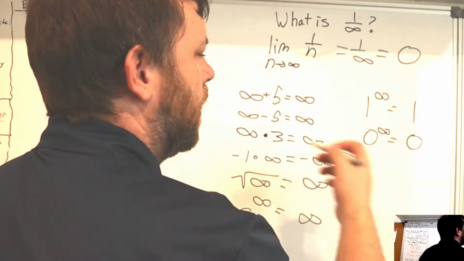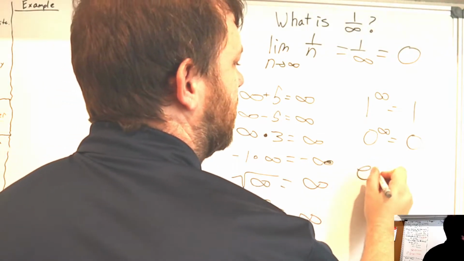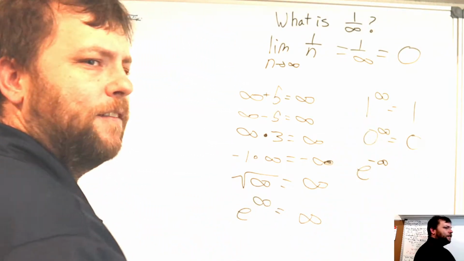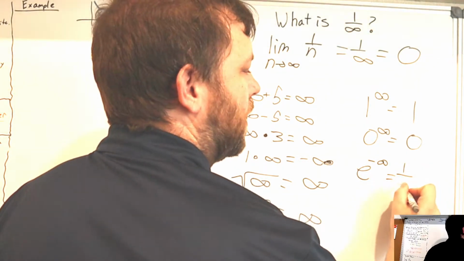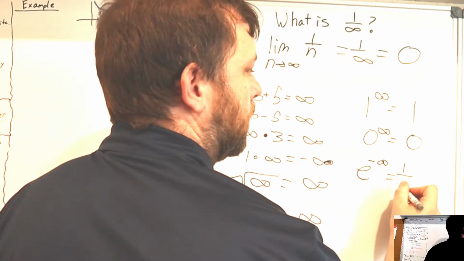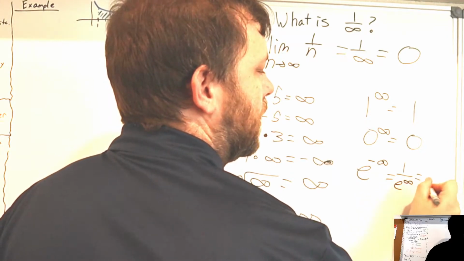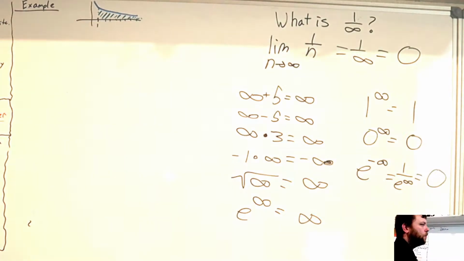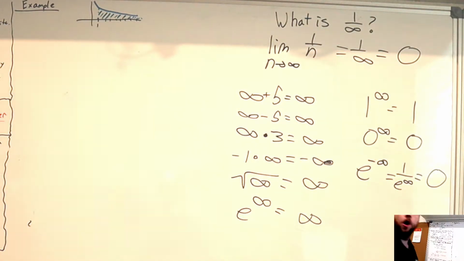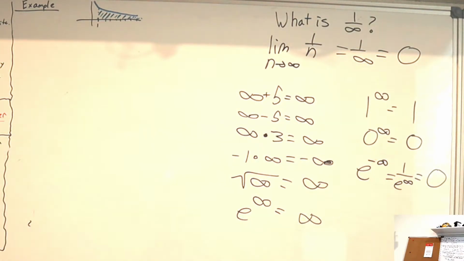Other rules: e to the negative infinity power. That would be negative infinity, right? No, that's not the same thing. Follow your laws of exponents. e to the negative infinity is 1 over e to the infinity, which is 1 over infinity, which is going to be 0. So we follow those other rules.